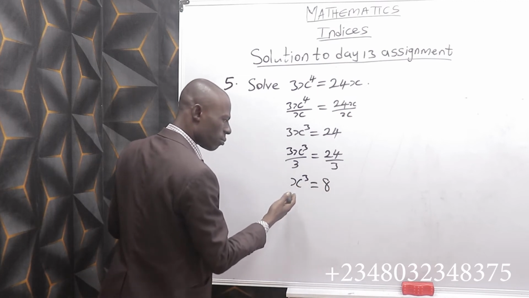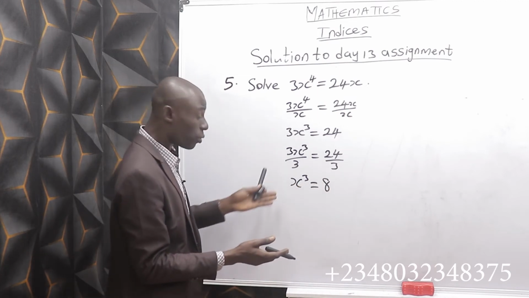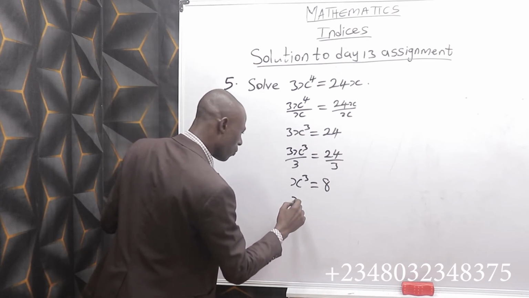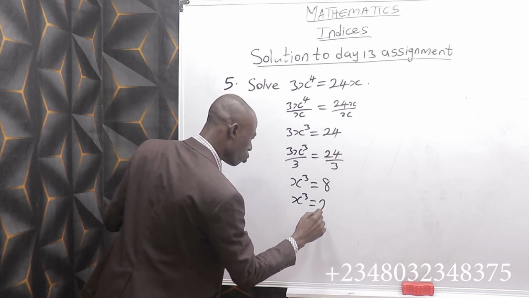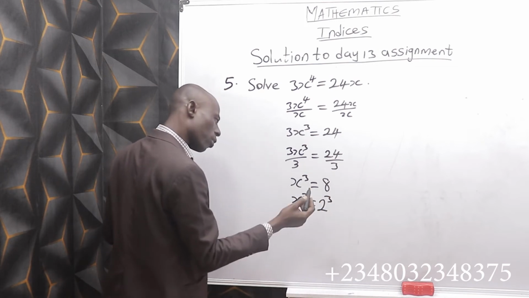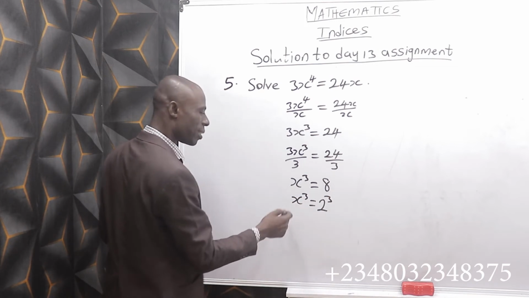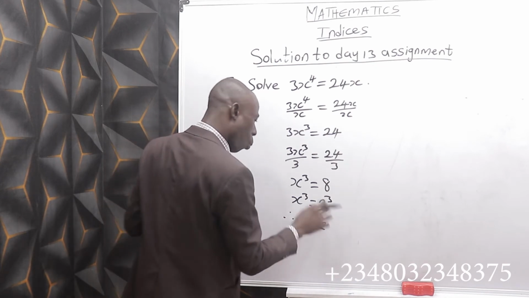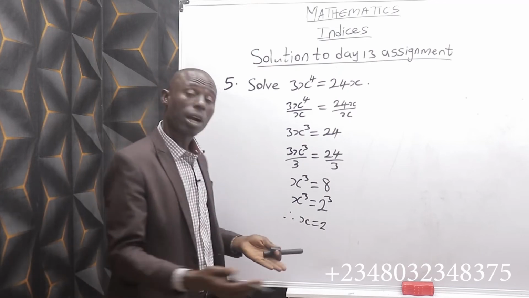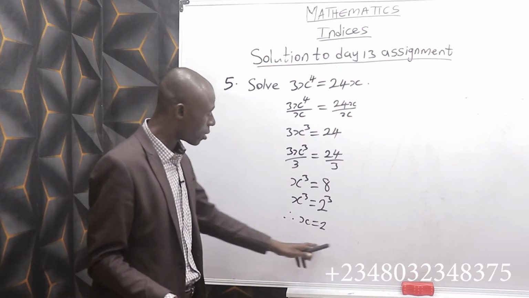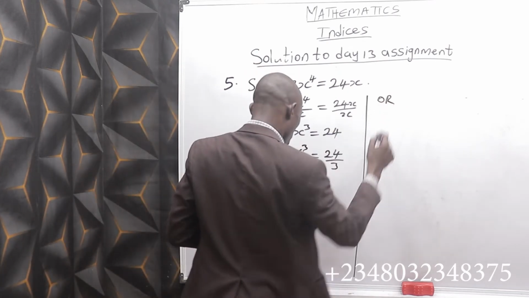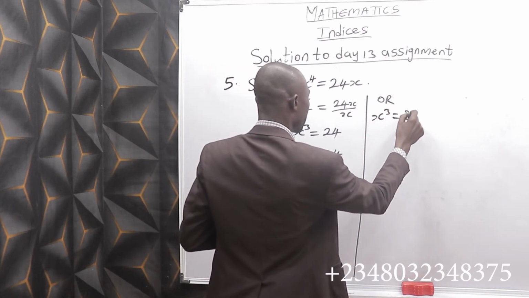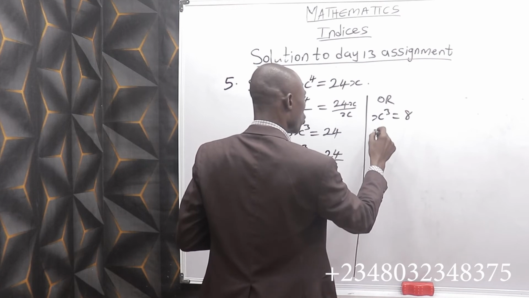Here you have 2 or 3 ways of doing this. As from this level, you can have x raised to the power 3 equals 2 raised to the power 3. Don't forget, once the powers are the same, you can conclude, therefore, x is equal to 2. Once the powers are the same, then the bases are also bound to be the same, so x is equal to 2. Or from that juncture, you say x raised to the power 3 equals 8. You take cube root of both sides.